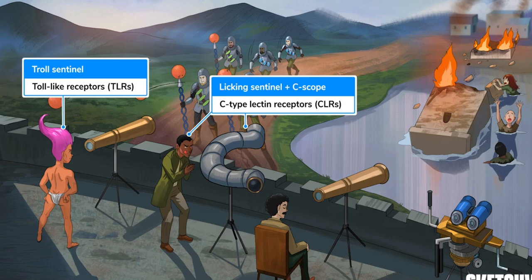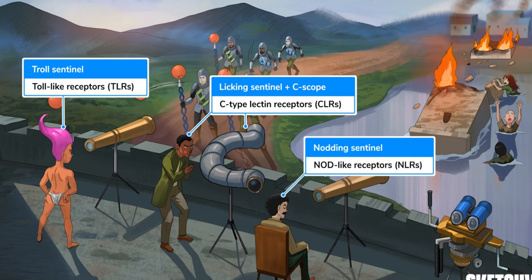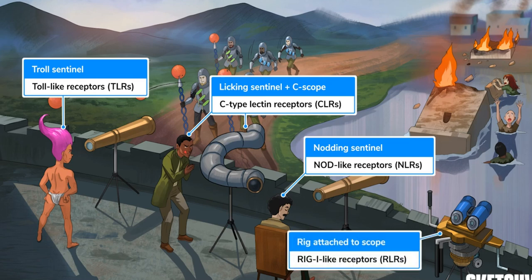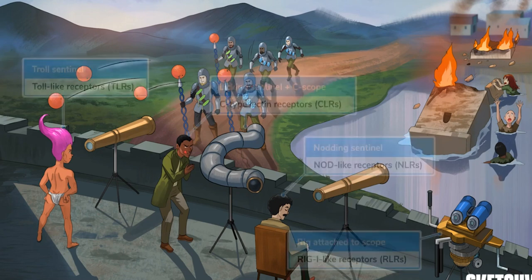The next sentinel, who's licking his lips and looking through a C-shaped scope, is our symbol for C-lectin receptors, or CLRs. Those are also membrane glycoproteins, and they're found in plasma and endosomal membranes, just like TLRs. Next to him, nodding off, is our nod-like receptor, and unlike the previous 2, this is a cytoplasmic pattern recognition receptor. And then last, all rigged up, is our final scope, which is our symbol for rig-like receptors. That's another type of cytoplasmic receptor, just like the nod-likes.